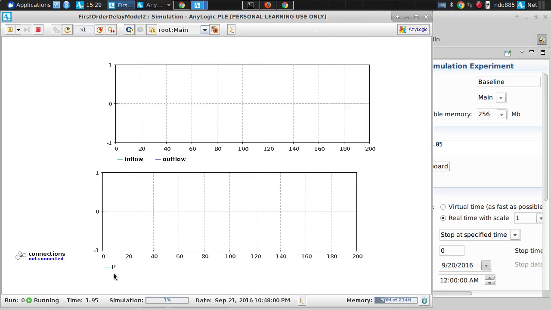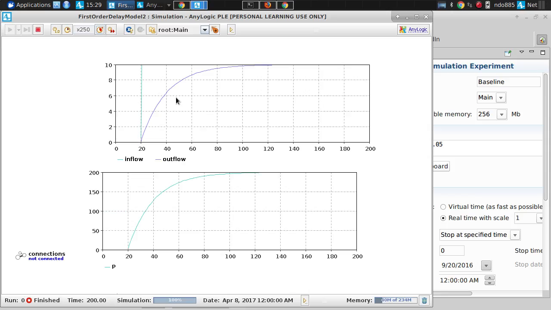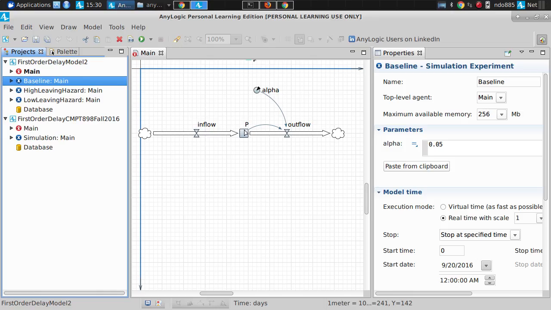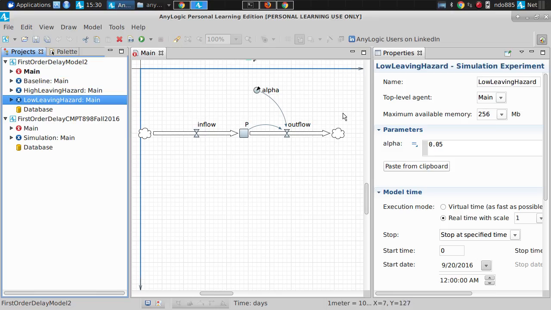And with the baseline one, when the inflow shot up, what happens? The outflow also shoots up. It just takes longer to reach that point, but it's like a delayed version with a bigger delay associated with it. It's more sort of delayed till it reaches that same point. Ladies and gentlemen, I would like you now to go and change, and I would invite you to do the low leaving hazard, okay?